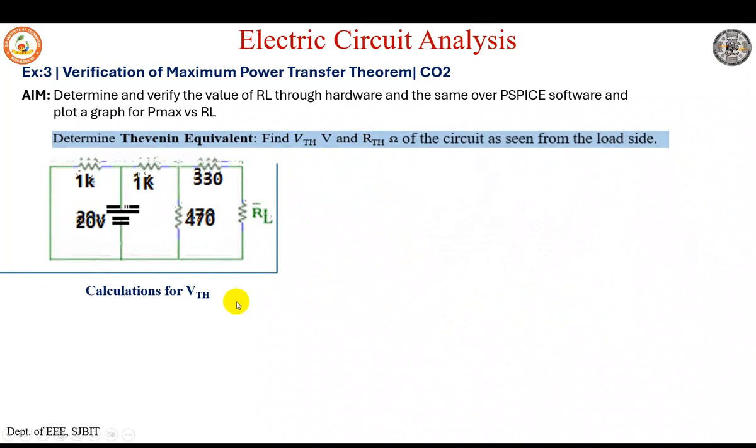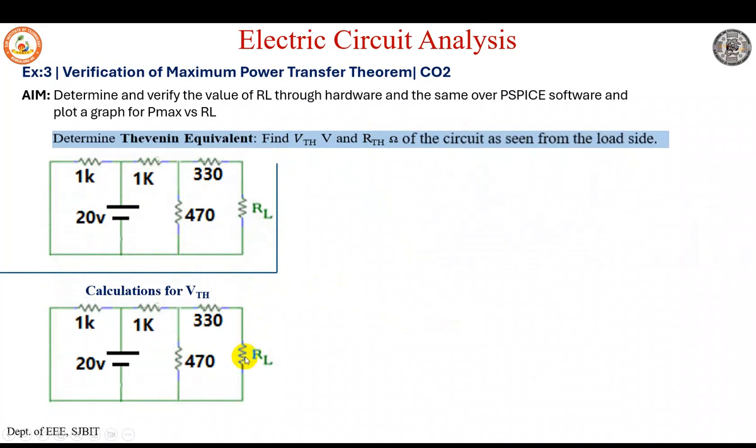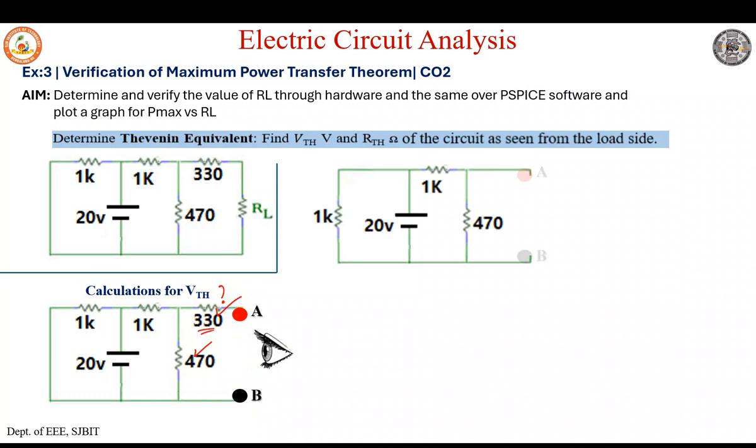So, calculations for VTH. The first thing is to remove the load, the value that we must find. So remove the load resistance and assume the ends as A and B. Now to find the voltage, when you see it through this window AB, the voltage across which elements is VTH? We can observe that the voltage across 330 and 470 will give us the voltage across A and B, right? But if you observe, there's no current flow through 330 because the circuit is open, right? Thus we can reduce the circuit further by removing that 330 ohms.